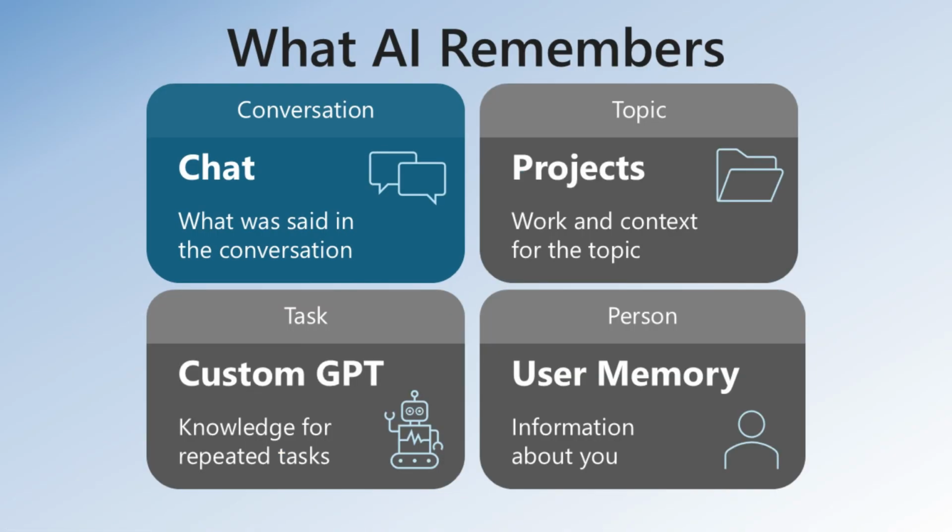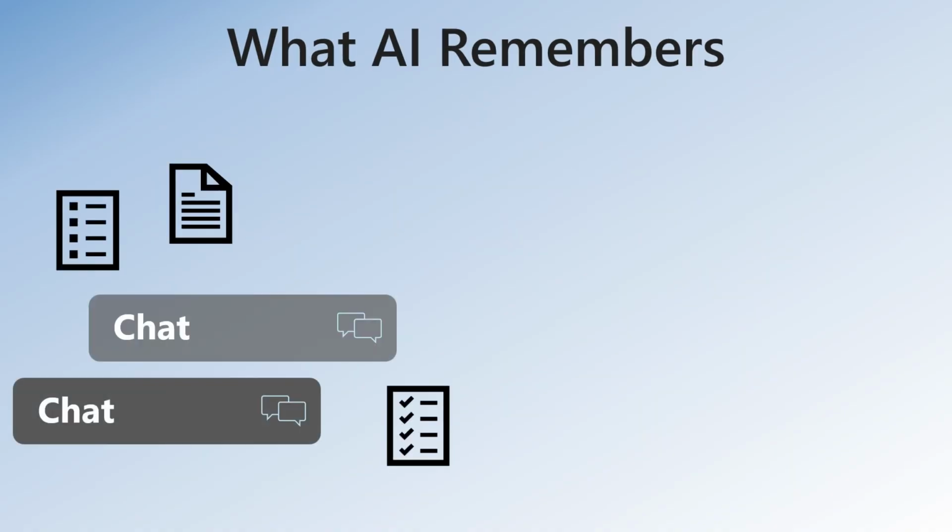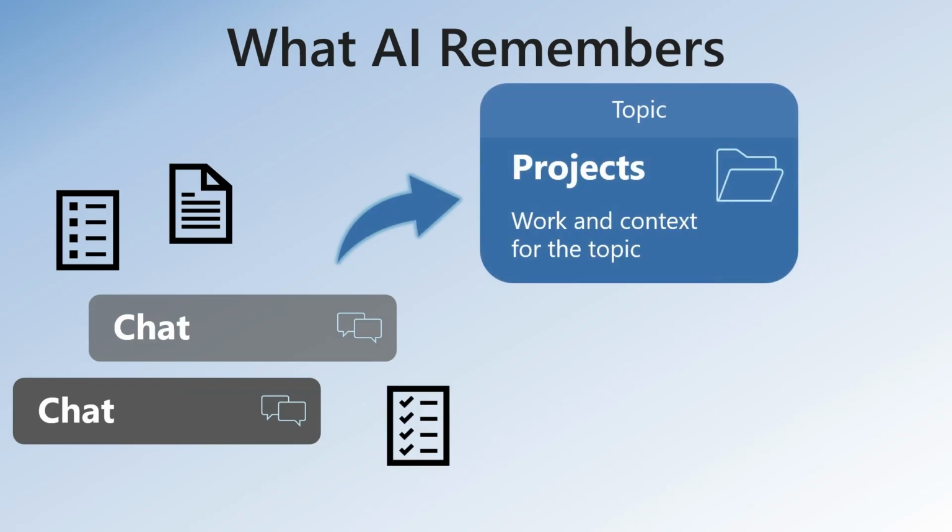In the last video, we focused on chat memory, what AI remembers inside a single conversation. But real work often goes beyond one chat. You might have notes, files, drafts, and multiple conversations all tied to the same goal. That's where projects come in. A project gives your work a home. It keeps related chats, files, and instructions together around one topic.